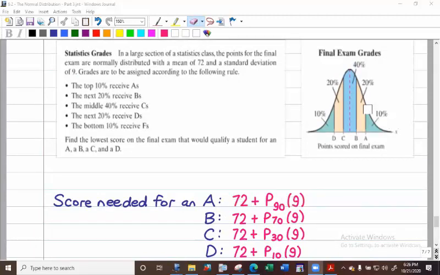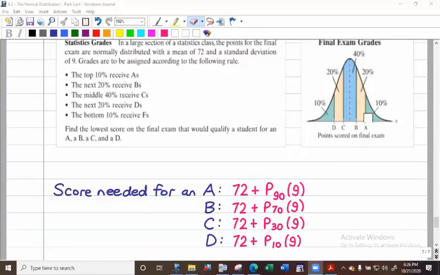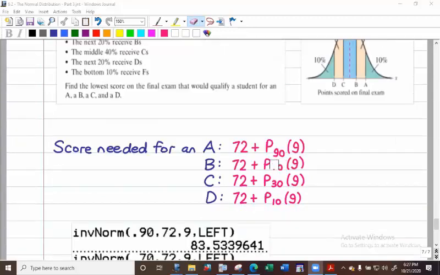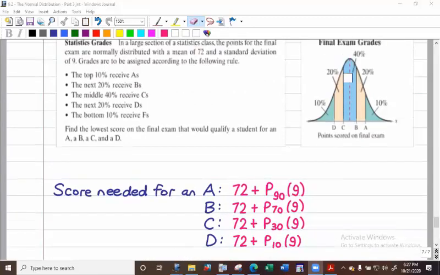Now for B, the next 20% of the scores are B, which means 20 plus that 10, so 30% are above the cutoff for the B. So we're looking at the cutoff, the minimums for each of these distributions. Obviously, the maximum value for the B would be just below whatever it takes to make an A. That means 30% are above and 70% are below. So now you make it the 70th percentile. The next range, 40%, is this big block of C's right here.